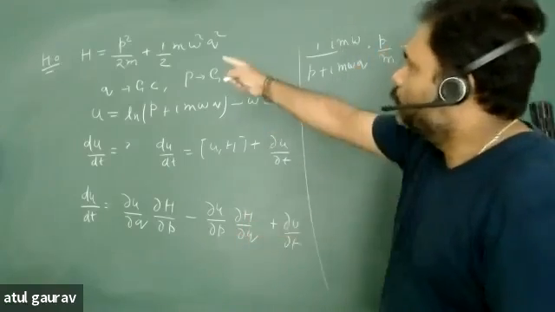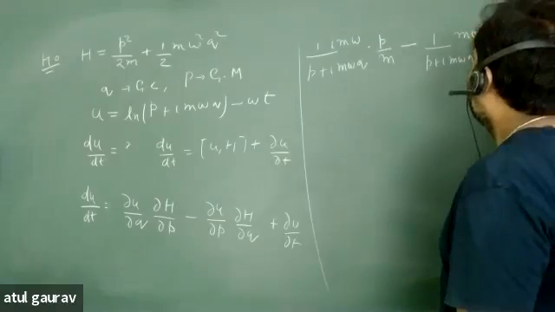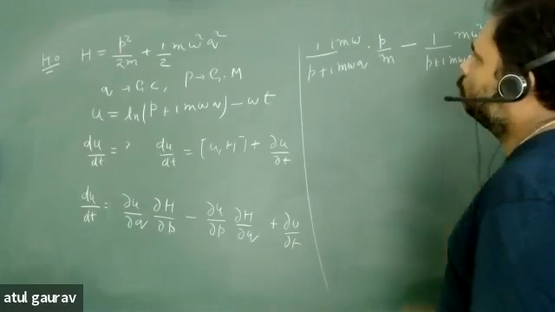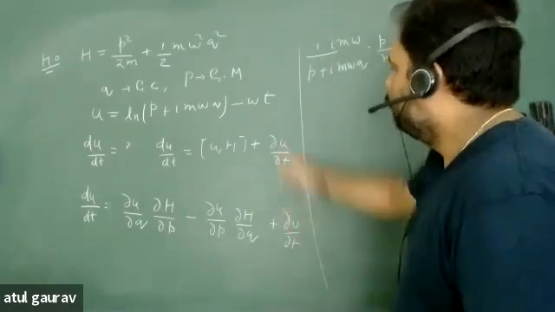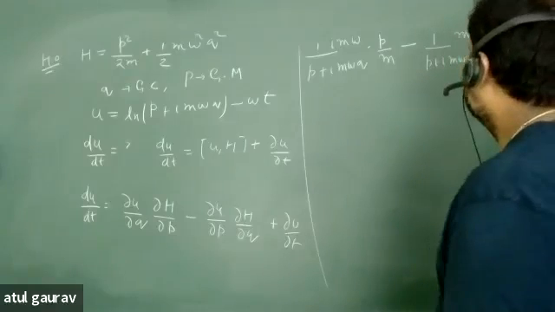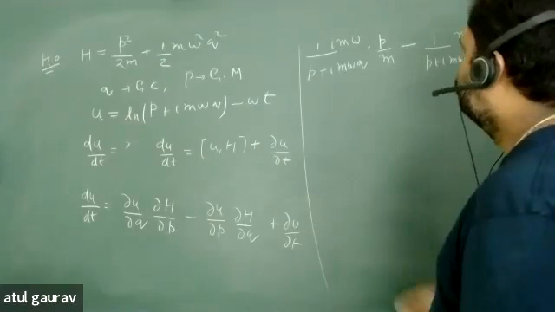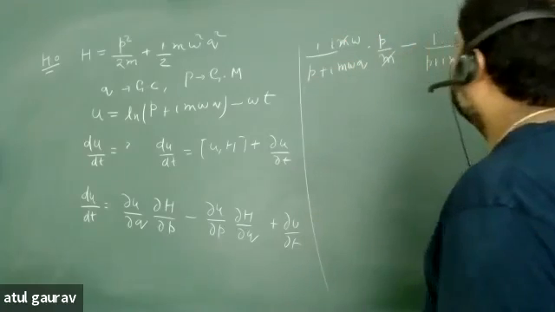∂H/∂q. So ∂H/∂q you have m ω² q, the half and half will cancel. ∂u/∂t is minus ω. This is minus ω, isn't it? So this m and this m cancel.